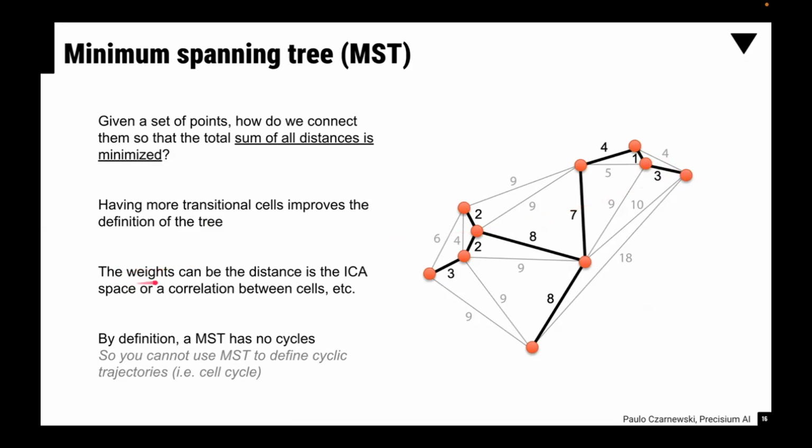So these weights are usually the distance in your PCA space or ICA space or harmony space, or it can be a correlation of cells. So in this way, you can create a graph that connects basically all cells into one single trajectory, let's say. And this will kind of define your trajectories later on. One downside is that MSTs do not work in cell cycle. So if you have cell cycle in your data set, you cannot use this technique. And that's one of the reasons why sometimes you need to use another technique if you want to study only cell cycle.